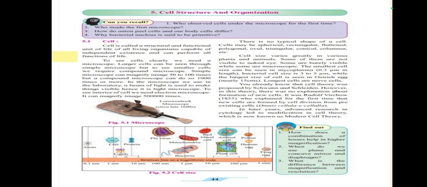You already know that cell theory was proposed by Schwann and Schleiden. However, in this theory, there was no explanation about formation of new cells. It was Rudolf Virchow who explained for the first time that new cells are formed by cell division from pre-existing cells, omnis cellula e cellula. And in later years, advanced research in cytology led to modification in cell theory, which is now known as modern cell theory.